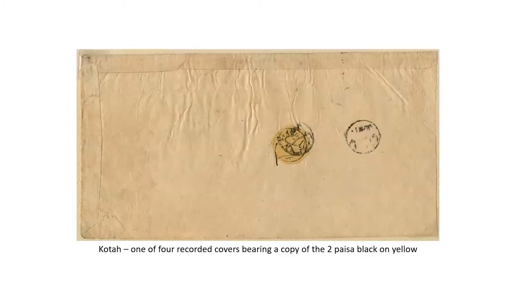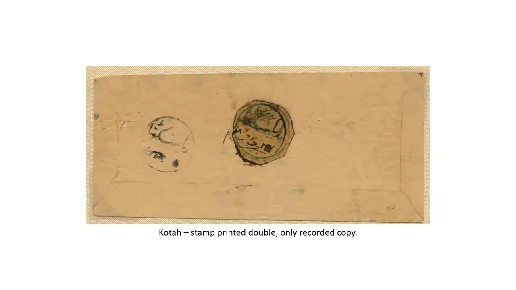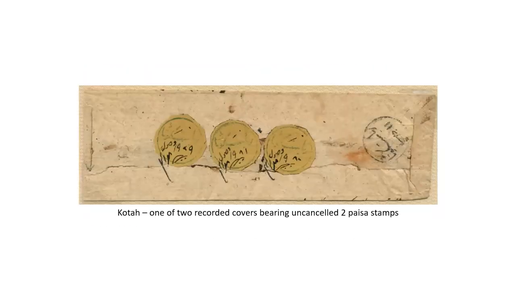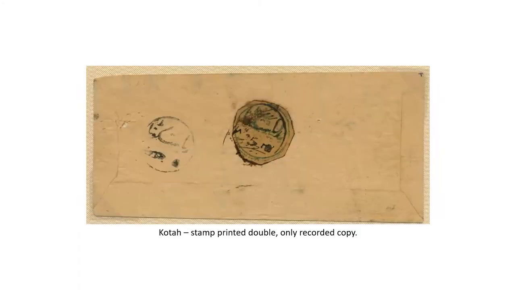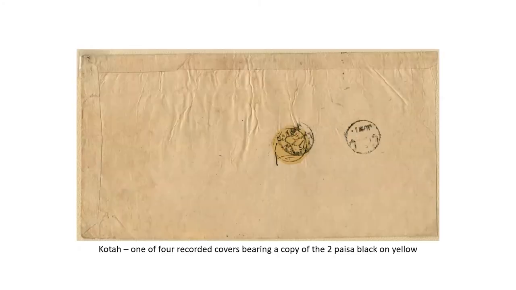And here we have, so the first three we saw, those were all green ink on yellow paper. Now we have a black ink on yellow paper. And this happens to be one of four copies of the two paisa black on yellow.